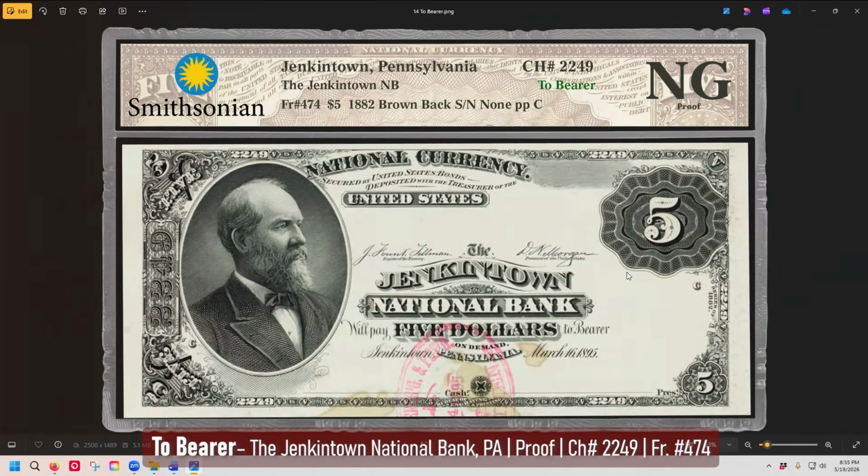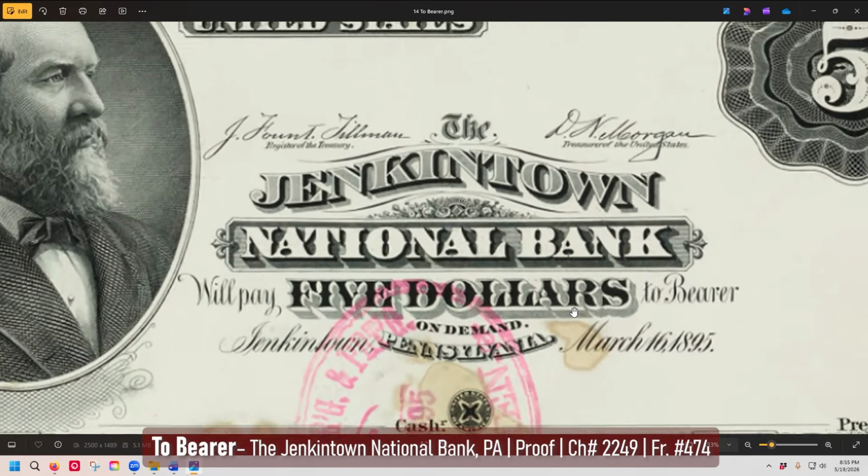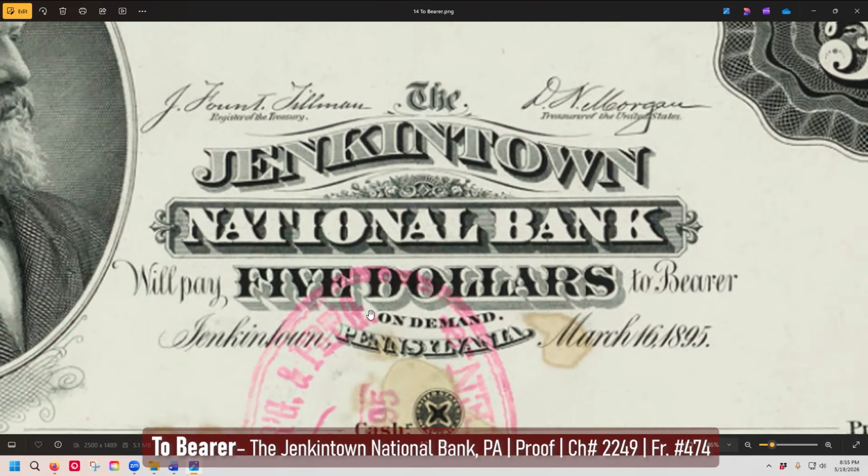All right, so going on to our proof here, Jenkintown, Pennsylvania. All right, so this is "to bearer." So why do I care? It's the "will pay $5 to bearer." I think Circus Poster 2 has the same layout for that.